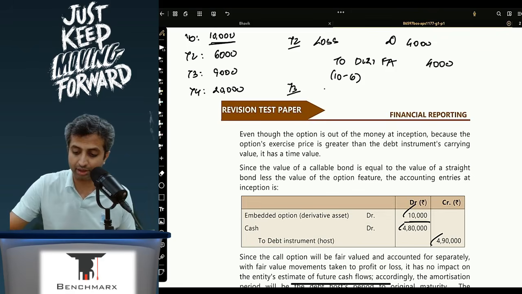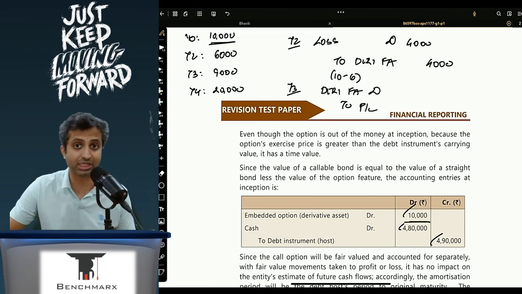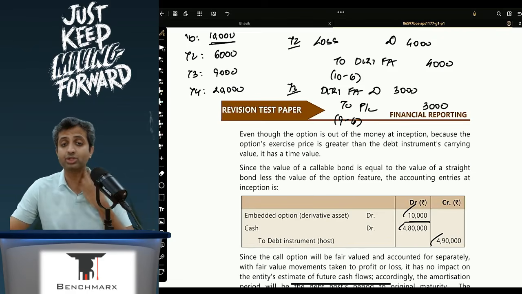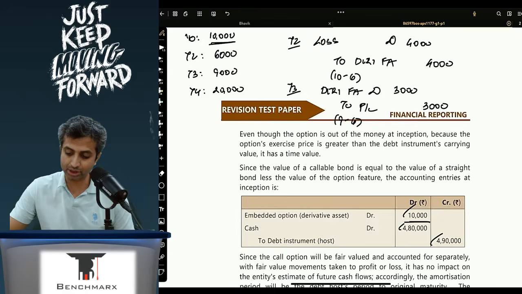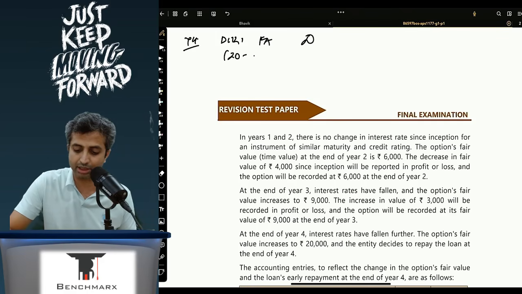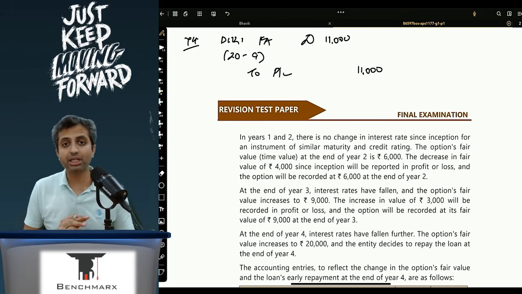Then you go to year 3, the value increases. So this will be a derivative financial asset account debit to, let us say, a fair value gain, which will go to the profit and loss account because derivative is at FVTPL. This is 9 minus 6, which is equal to 3,000. And then finally, in year 4, when you go to see, the derivative jumps up to 20,000. So this is 11,000 gain. So when I go to year 4, let us say, your entry would be derivative financial asset account debit. This is 20 minus 9. This is 11,000 to a fair value gain, which will be taken to the profit and loss account, which is also 11,000.